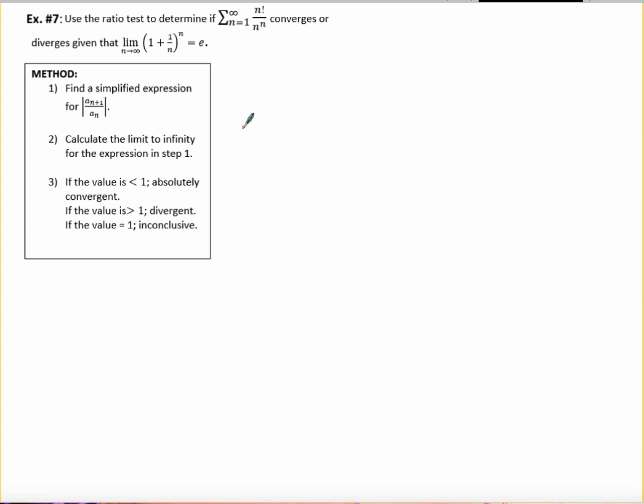So first thing I'm going to do is try and find the absolute value of a sub n plus 1 divided by a sub n. So I'm just going to substitute in an n plus 1 everywhere I see an n. So this is going to be n plus 1 factorial divided by n plus 1 to the n plus 1 power. Fun. All right, down below is just going to be the original. So that's going to be n factorial divided by n to the n.